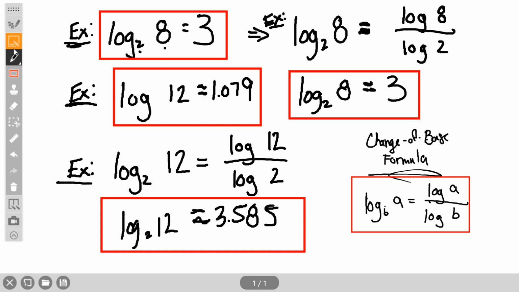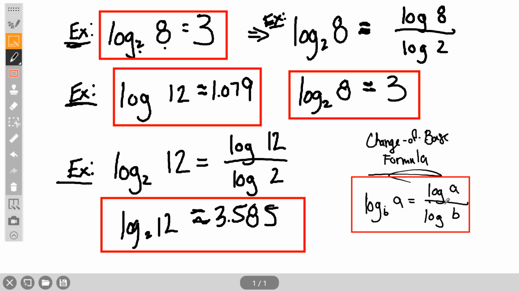Okay, so one of the things to understand is that you can use this for literally any log. Any log whatsoever, you can use this change of base to allow you to put it into the calculator. So there is no log that you can't figure out. You can figure out every log.